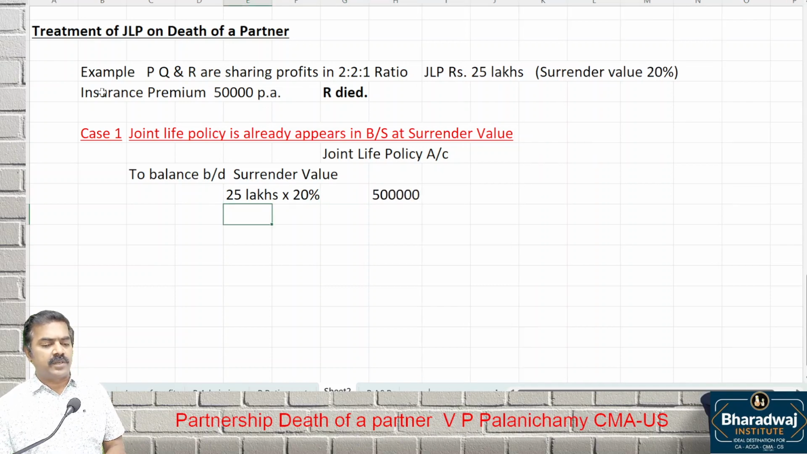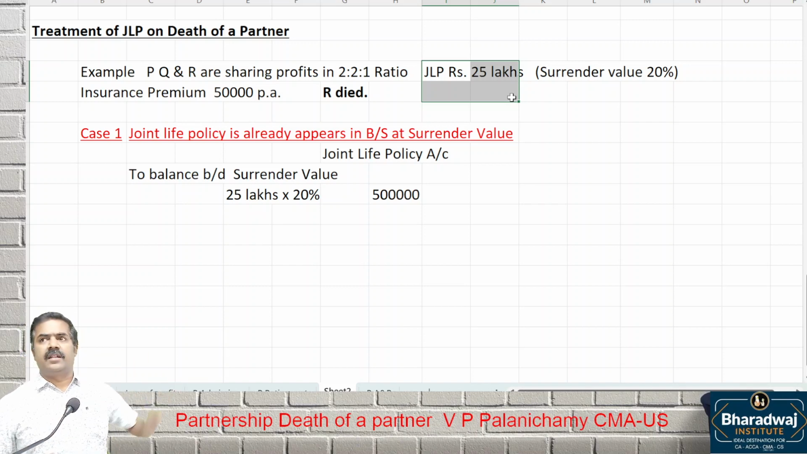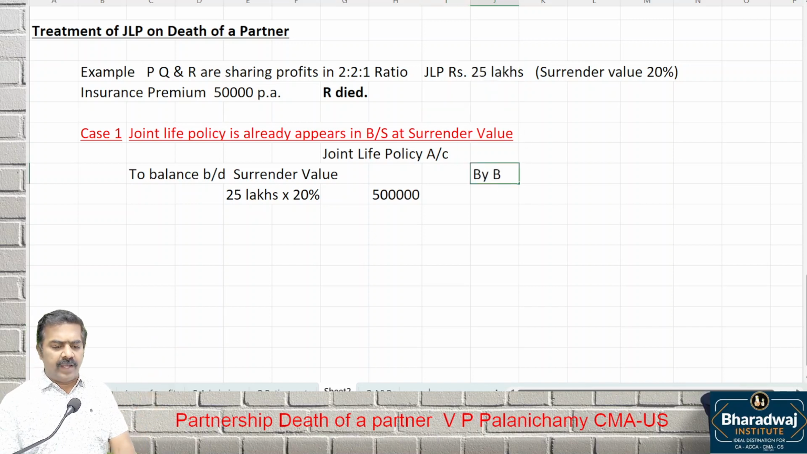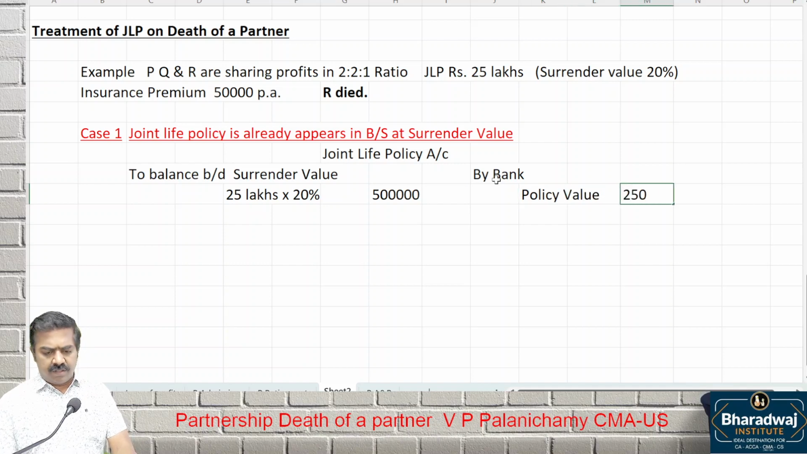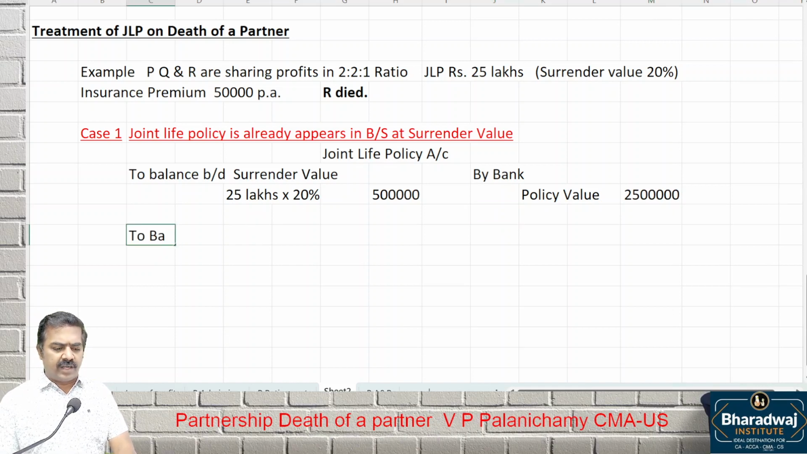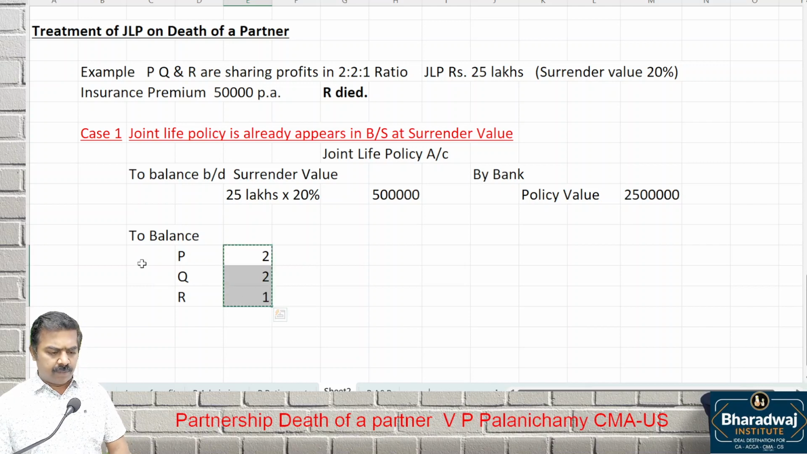Wait, who died in this question? R died. Is it a joint policy or several policy? Is the 25 lakhs insured together or separately on the life of each partner? We have not been given separately. JLP is taken together. So from the insurer, you will get which value? Policy value, 25 lakhs. The firm will get policy value. The balance will be transferred to partners. Which partners? P, Q, and R. In which ratio? 2:1 ratio.